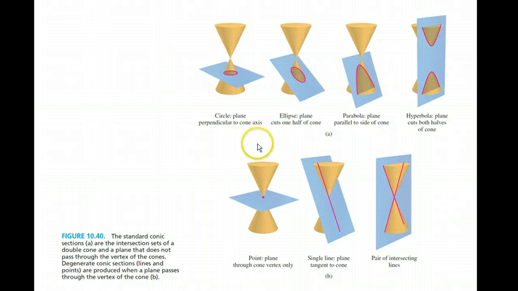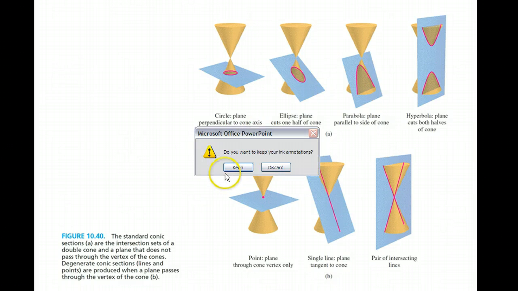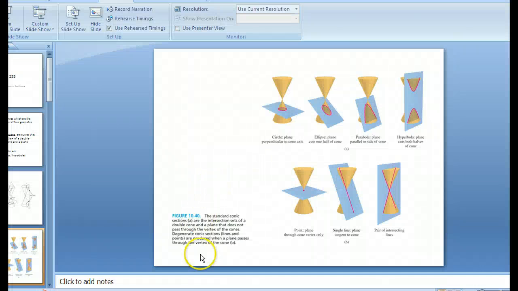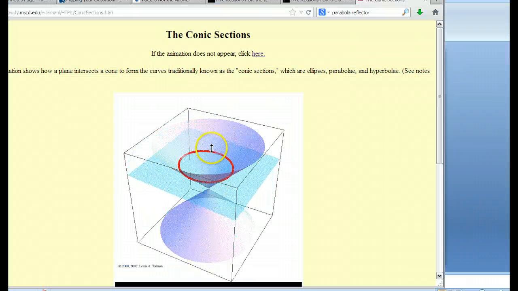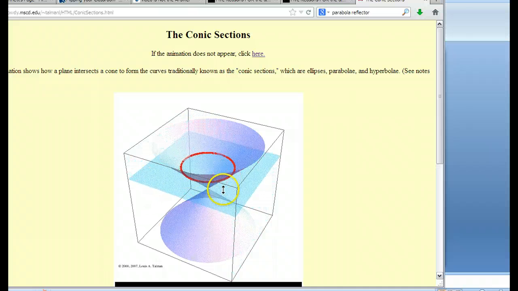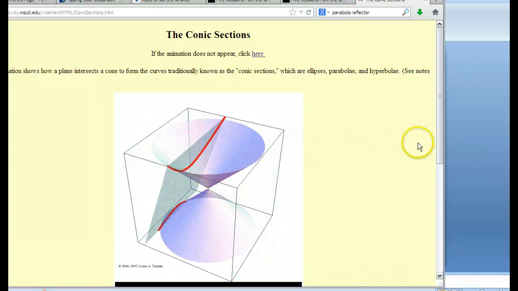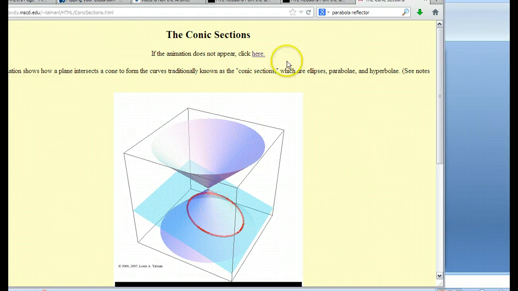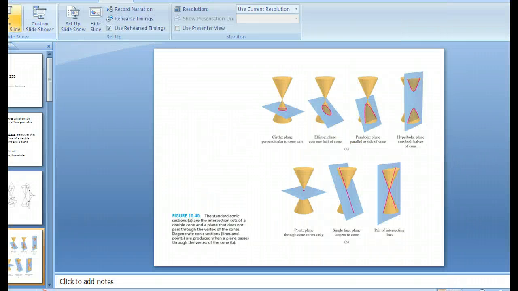We have a nice animation here that I linked to Moodle for you, so you can access it later too. This animation shows you that as the plane orientation changes, you get different curves being produced by the intersection of the cone and the plane. So that's a nice little animation there. And you can pause it too. You can stop it somewhere, and then you have to reload it if you want to start the animation again.